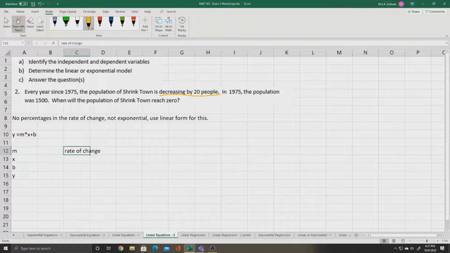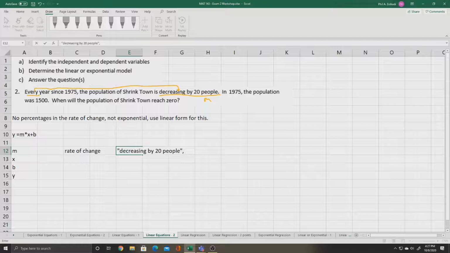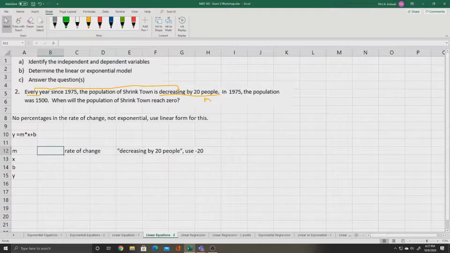Let's skip to the next part where it says the population is decreasing by 20 people. Now, that's the rate of change right there because it says decreasing by. The every was a little bit further back in the sentence, but that every right here is actually referring to the fact that it's decreasing by 20 people. So that's actually our m this time. So we are going to use negative 20 for our rate of change because it is going down.